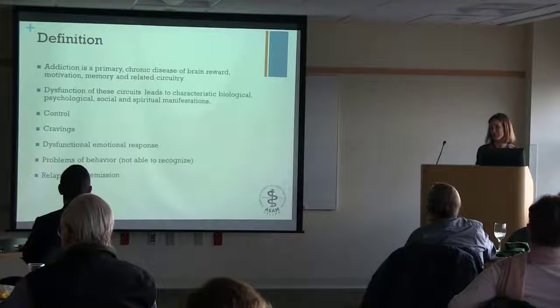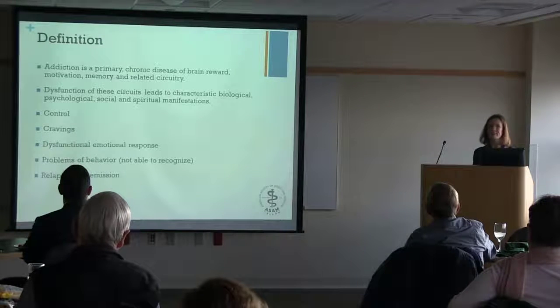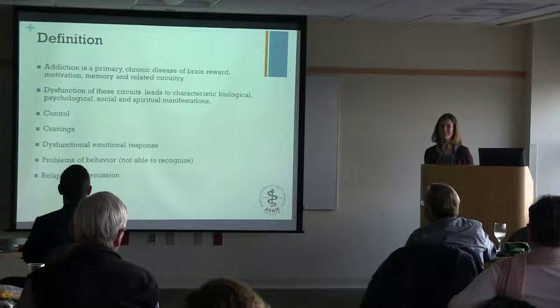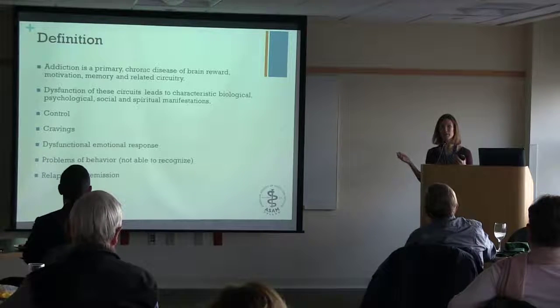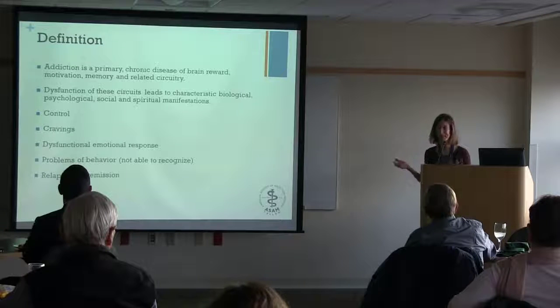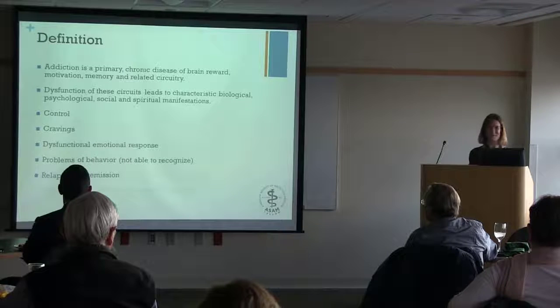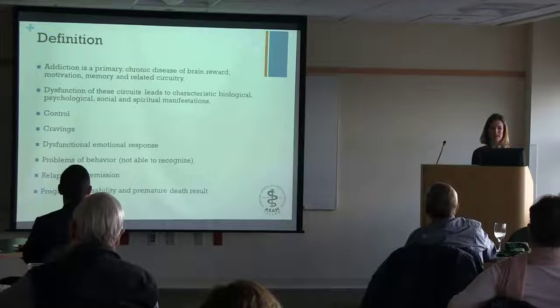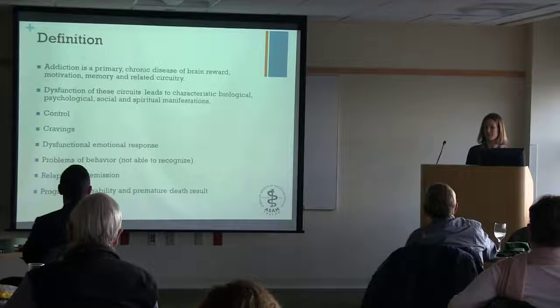And then it's also marked by relapse and remission. There's a saying in addiction: relapse is the rule, it's not the exception. Folks who can stay sober or abstinent for many, many years, that's definitely not the rule. That is possible. And unfortunately, we see progression, disability, and obviously premature death.